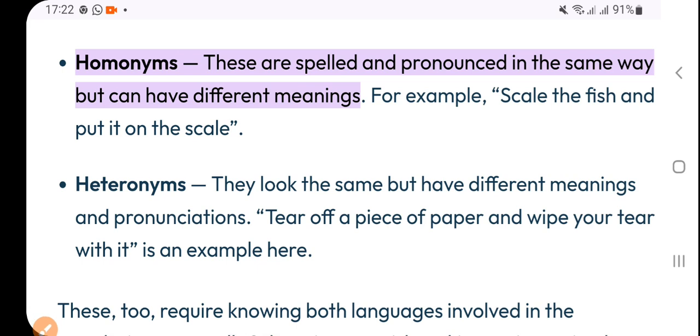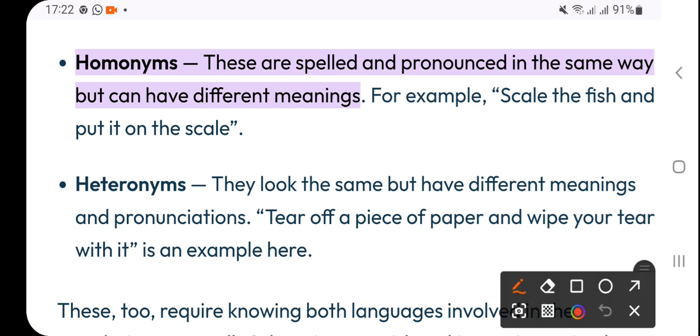Homonyms are words which are spelled and pronounced in the same way, right? So here, scale and scale are spelled and pronounced in the same way, but the meaning is different. For example, scale the fish and put it on the scale, right?